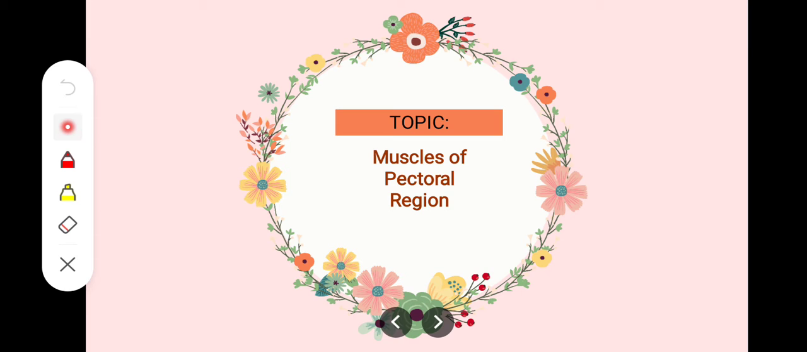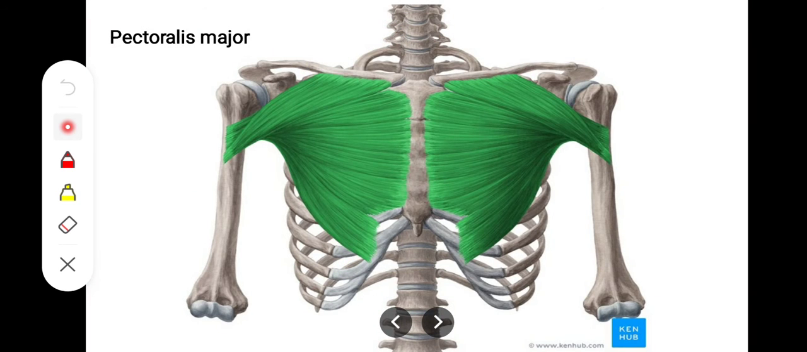In this video we'll take a look at the muscles of the pectoral region. There are four main muscles of the pectoral region: the pectoralis major muscle, the pectoralis minor muscle lying deep to pec major, the subclavius muscle, and the serratus anterior muscle. One by one we'll talk about the origin, insertion, nerve supply, and action of each of these muscles.